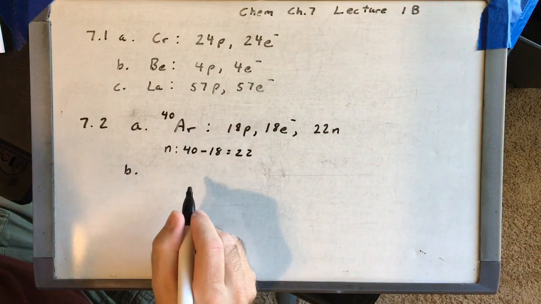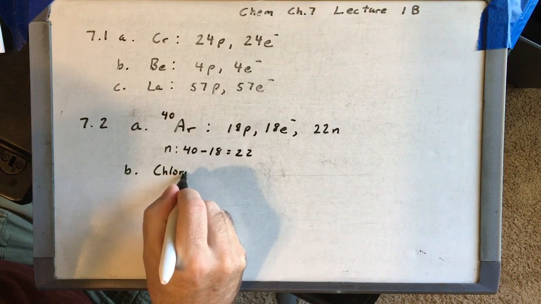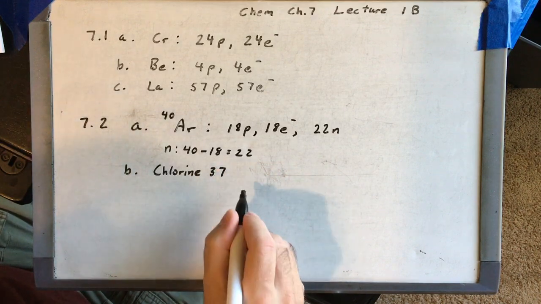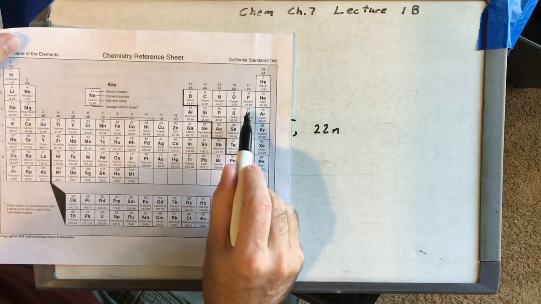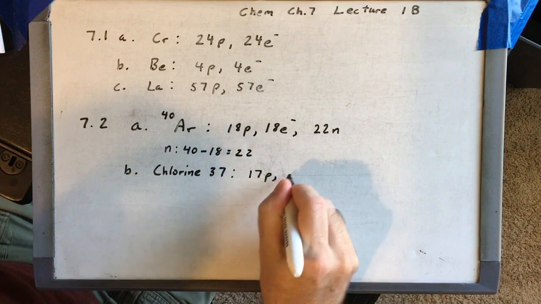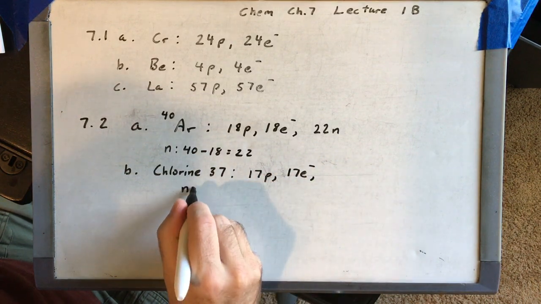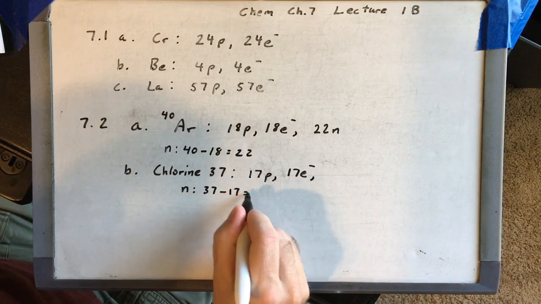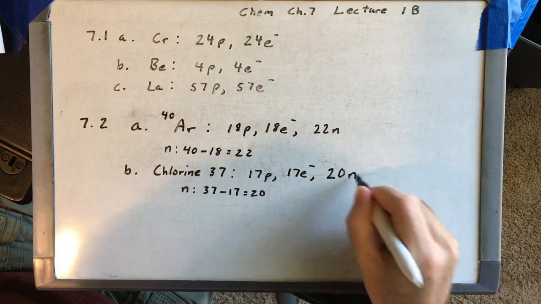All right, part B, chlorine 37. So this is another way to write it. You can write the entire name out and then the number 37. All right, let's find chlorine on the periodic table. It's 17, so we have 17 protons, 17 electrons, and to get the number of neutrons, you would take 37 minus the number of protons, 17, and that is 20. So 20 neutrons.